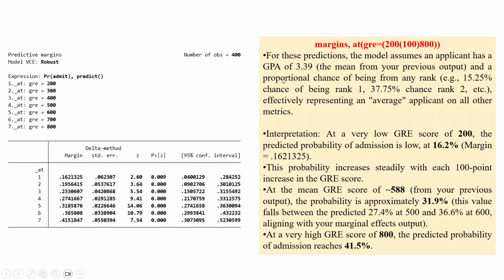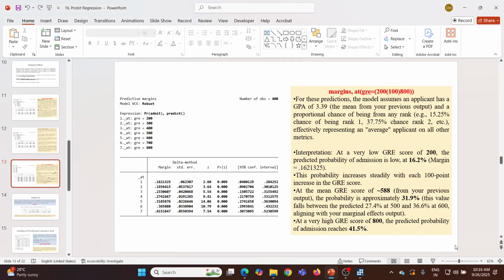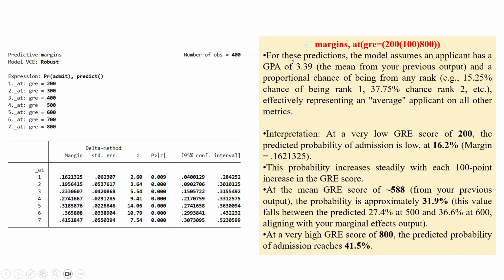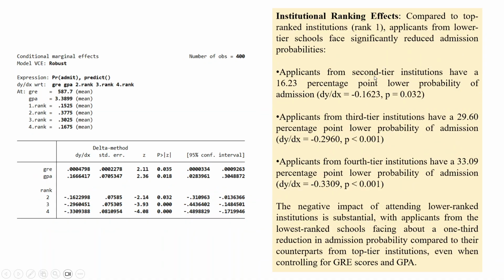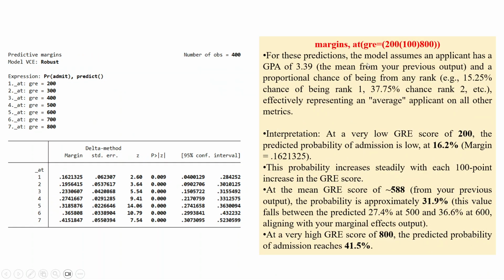Now let's write the interpretation. For these predictions, the model assumes an applicant has a GPA of 3.39. So it's from this figure we have written from our previous output, right? 3.39, this one. Okay. So we are holding that as constant. And a proportional chance of being from any rank, that is 15.25% chance of being from a rank 1 institute, 37.75% from rank 2, effectively representing an average applicant on all other metrics.